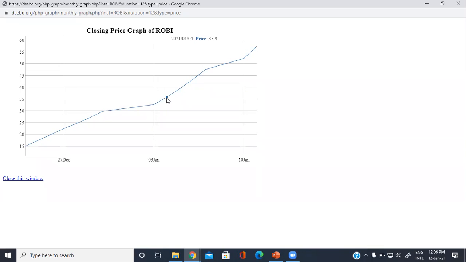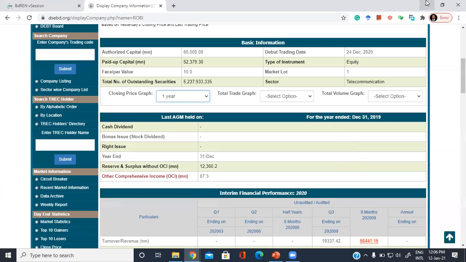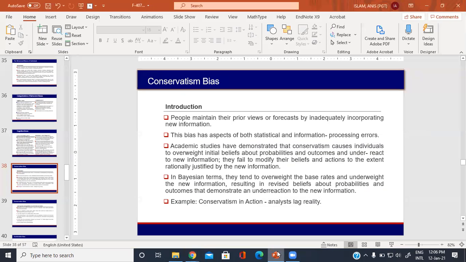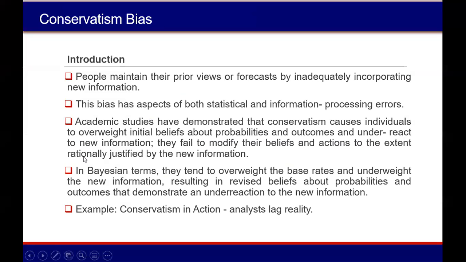Okay. But it has been seen that there has been no adjustment in the closing price. There has been no adjustment in the closing price. I mean, people have not adjusted their existing belief about Robi even after having the new information that was not available earlier when they made their valuation.